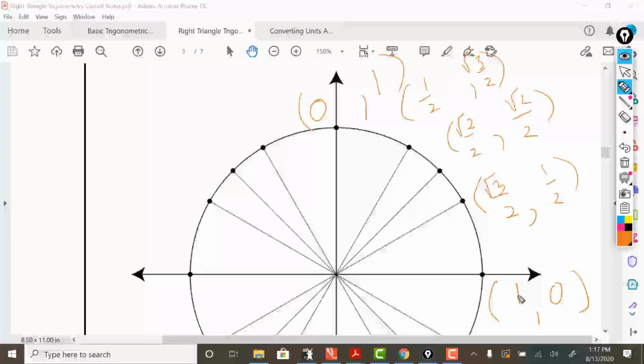Okay, but once you recognize that this is just square root of 4, square root of 3, square root of 2, square root of 1, square root of 0, and then it goes in reverse the other way, then you have a better understanding of quadrant 1. Okay, now that's quadrant 1.